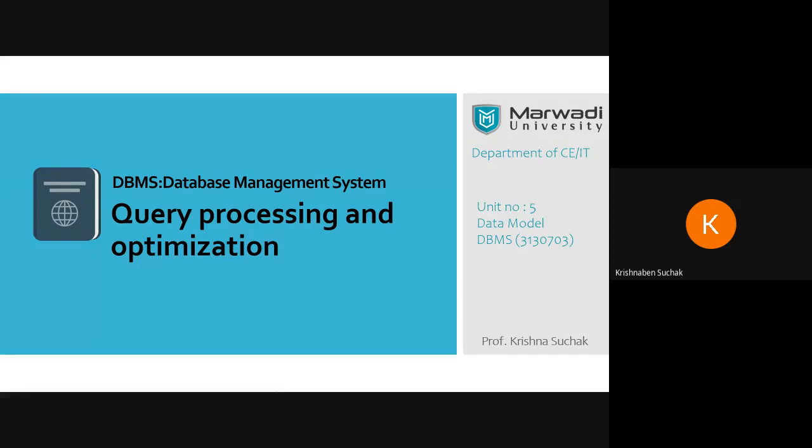Chapter number 5, that is query processing and optimization. So first of all, you people know that you are writing SQL query in your Apex or in SQL or in Oracle, right? But you do not know how it is processing, how the system is understanding the query and how the query is selected, or you can say if there are more than one way to write the query and get the answer, right?